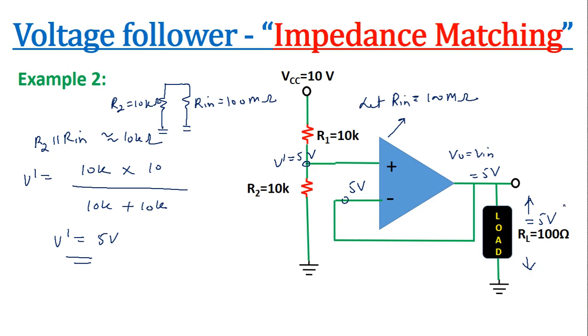Okay. So this is called impedance matching. Whenever we change the source resistance or load resistance and achieve the maximum power transfer, that process is called impedance matching. So here we are doing impedance matching with the help of the voltage follower without dropping the voltage. Means we are solving the loading problem as well as achieving impedance matching.